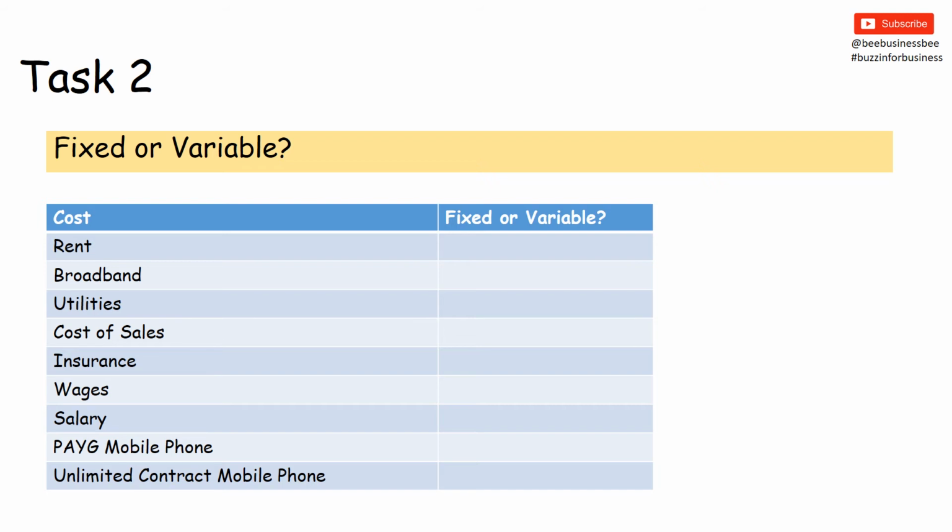We've already established that wages will be variable because they change by the hour. A salary will be fixed because you get the same amount of money each year regardless. Now the clue in this one is a pay-as-you-go mobile phone. Because you're paying as you go, the more you use it, the more it would cost you. That would make it a variable cost, where an unlimited contract mobile phone would be a fixed one because you have unlimited usage of it.